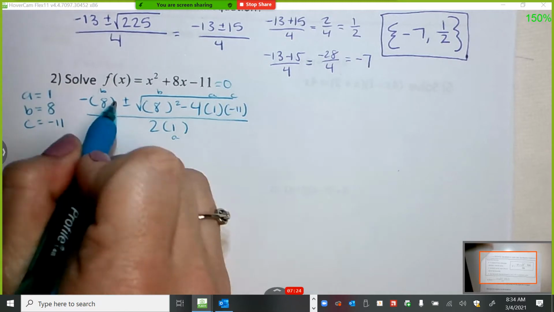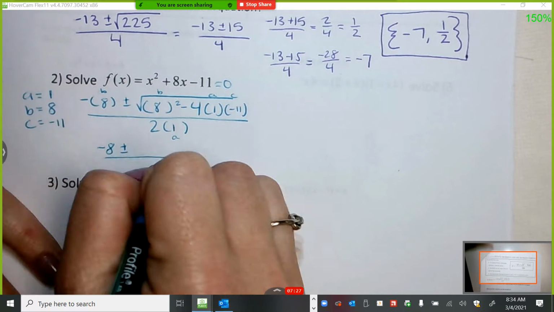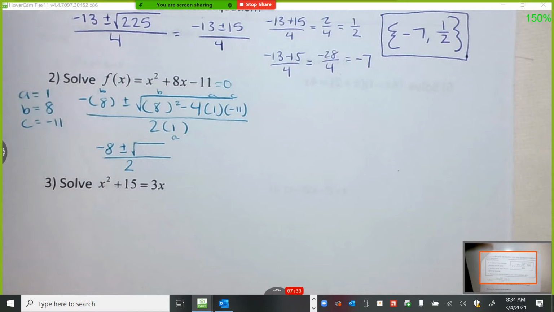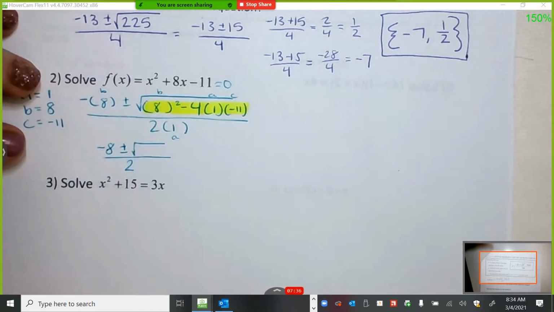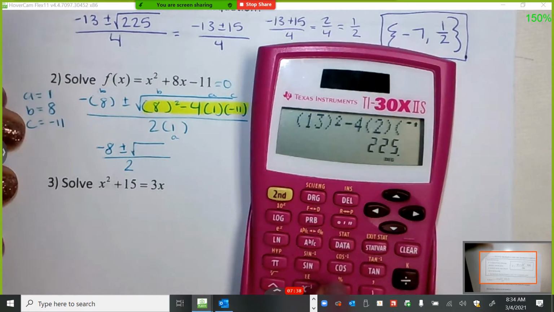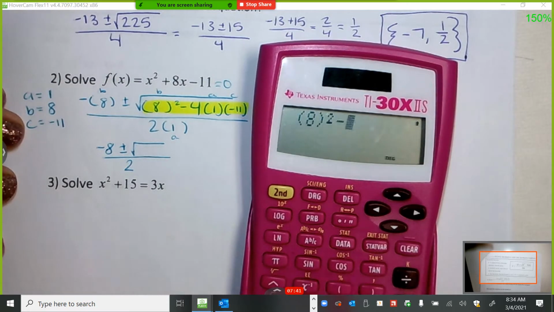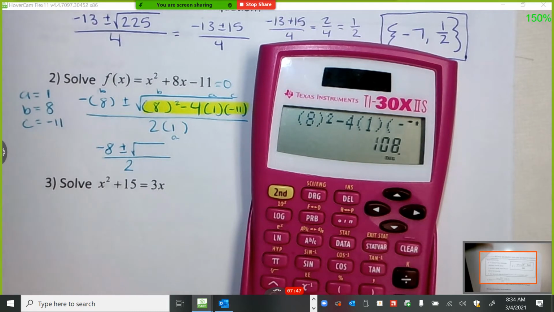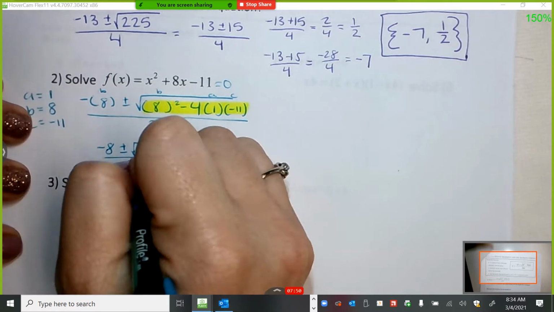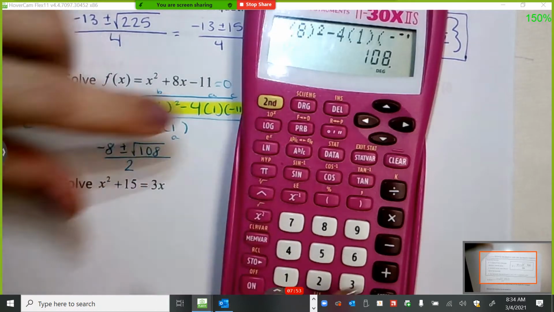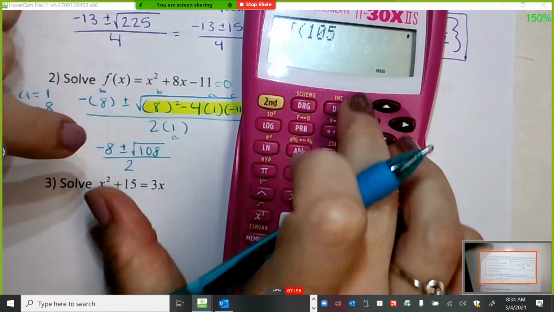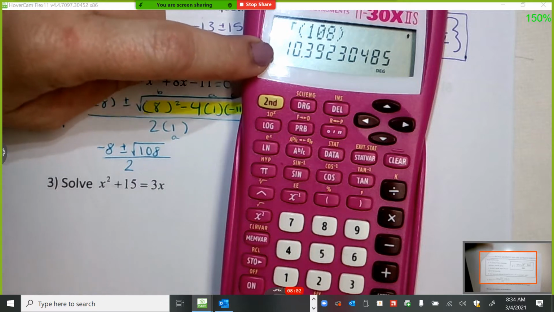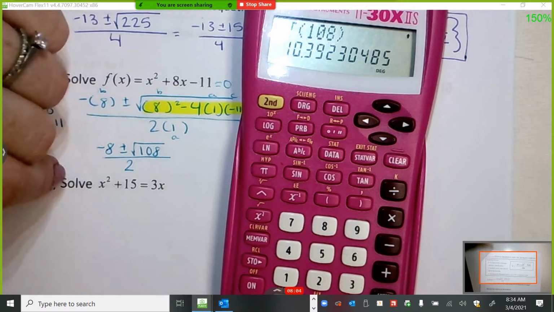So this becomes negative 8 plus or minus square root of something, and 2 times 1 is 2. And now I'm going to simplify just what's under the house. So I get 8 squared minus 4 times 1 times negative 11. And what do I get? 108. Is that a perfect square? It's not, but if you didn't know, you can literally type 108 in your calculator and see how it gave me this big, long, ugly decimal? Anytime it gives you a decimal, it's not a perfect square. Okay, if it gives you a whole number, then cool, you don't need to square root anymore.